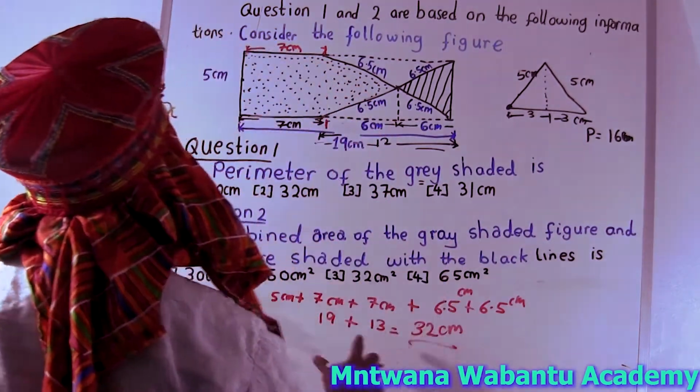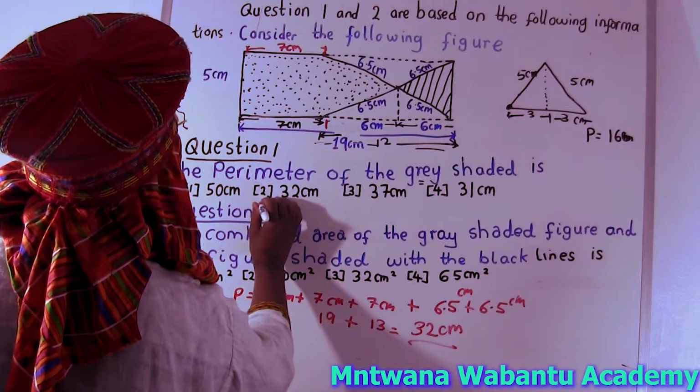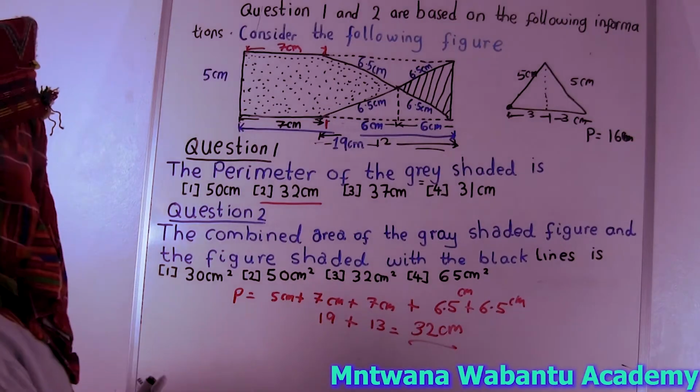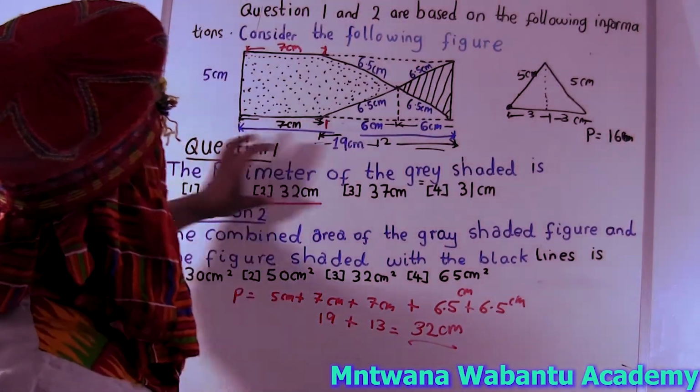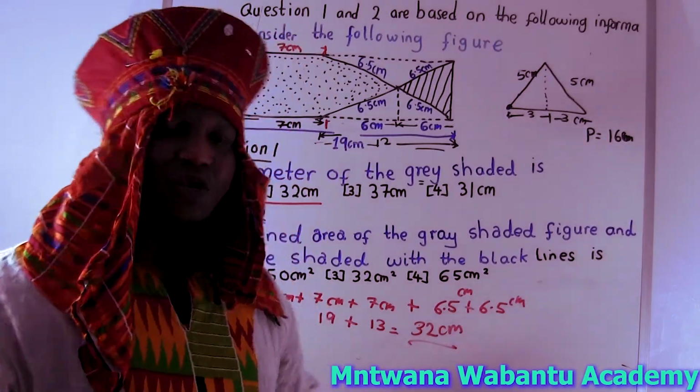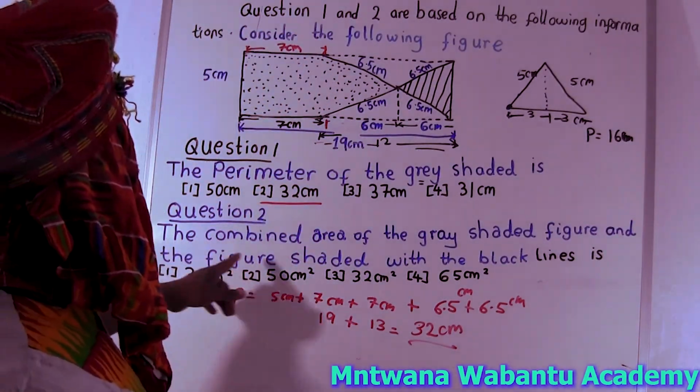Oh, so the perimeter of the gray region is 32. So this option 2 is the correct answer. So now we're done with that part. Okay? So now we go to part number 2. So part number 2, let's say the combination area.